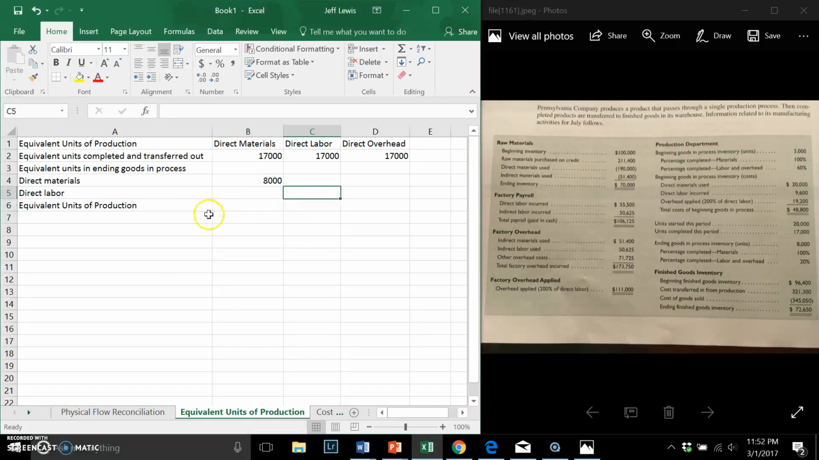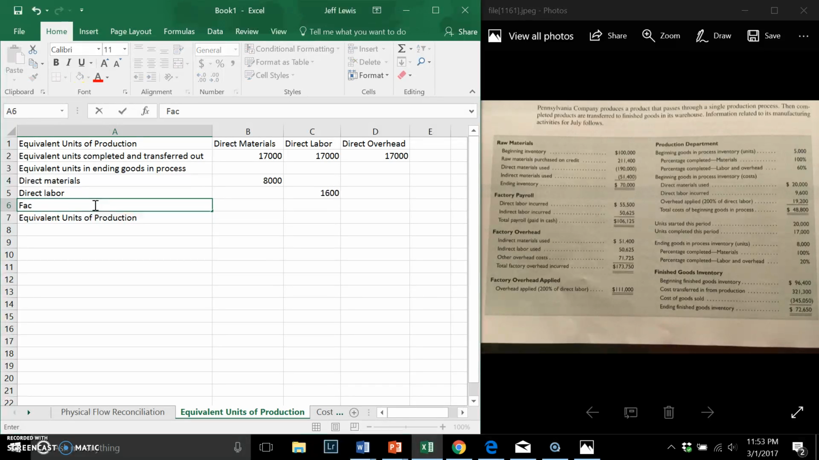Now we're going to go to direct labor. It tells us right here that labor and overhead are at only 20% completed. So you're going to do equals 8,000 multiplied by 20%. Multiplying 8,000 units by 20% gives you the equivalent units completed, 1,600. Then we need to create a factory overhead column. Looking down here again, 20% for overhead at 8,000 units. So we do 8,000 units multiplied by 20%, and you've got your 1,600 for factory overhead.